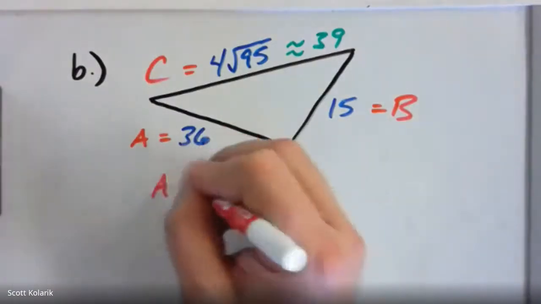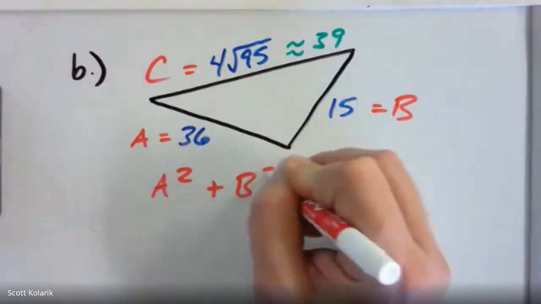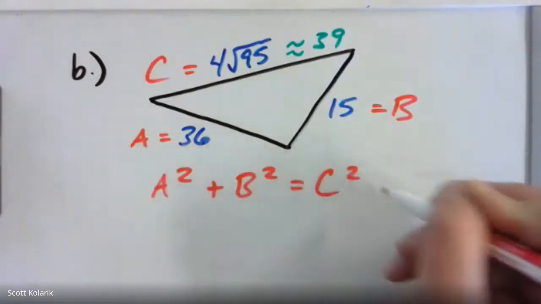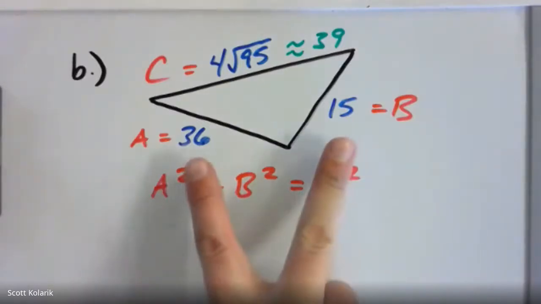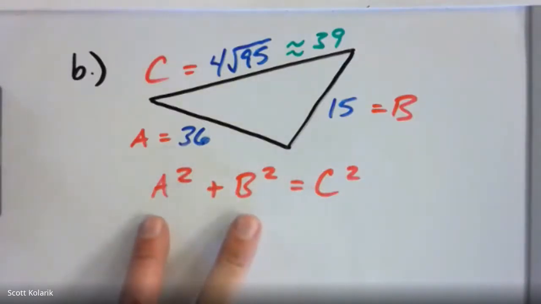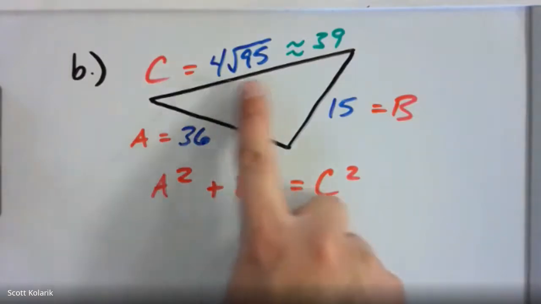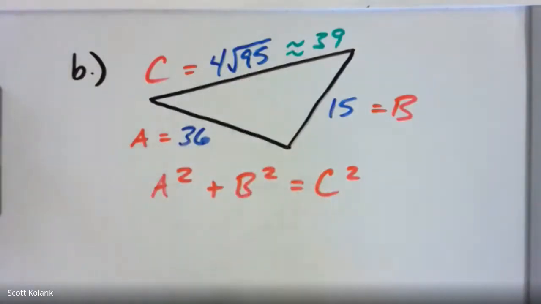But now I can apply a squared plus b squared equals c squared. And I know all three sides. So technically, what I'm checking is, do these two things equal each other? If a squared plus b squared, these two guys here, if their sum does in fact equal the square of this guy, whatever this turns out to be, then it's a right triangle. If it doesn't, it's not a right triangle.